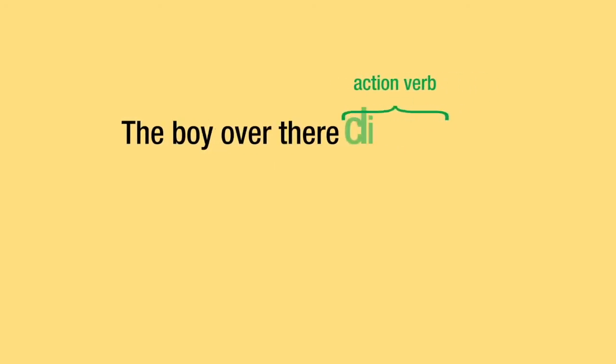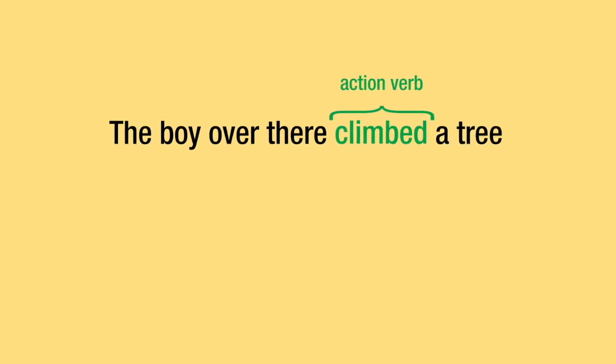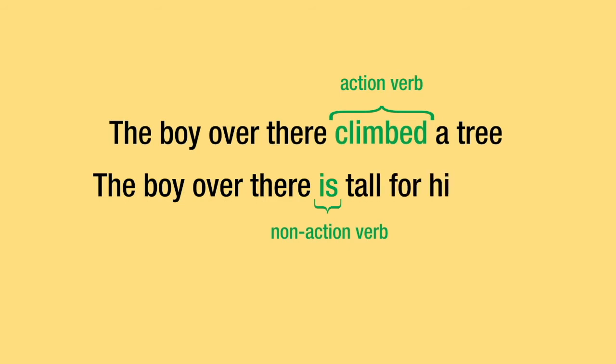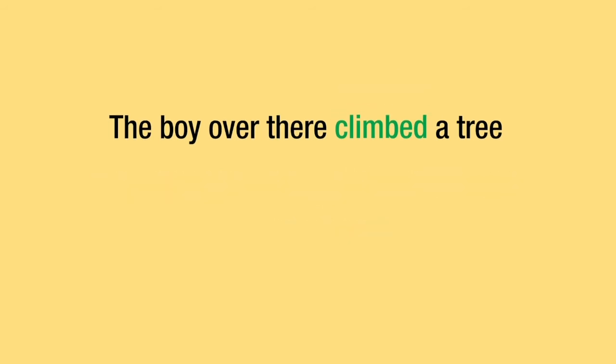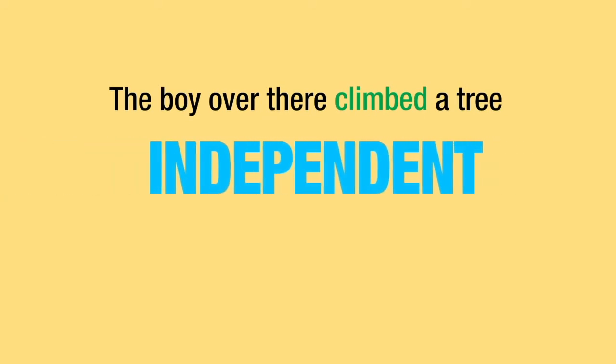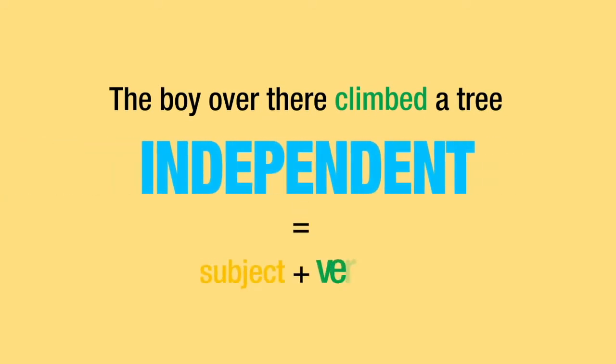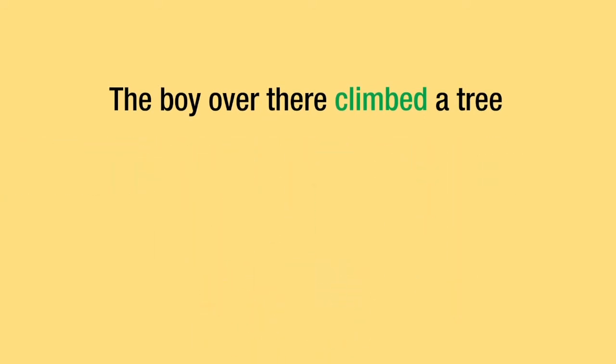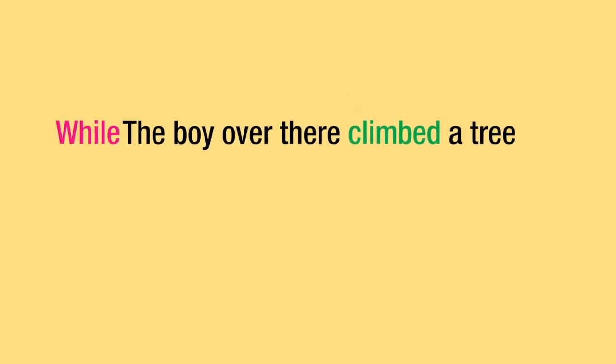The boy over there climbed a tree. Or it could be a non-action verb. The boy over there is tall for his age. Now, a lot of people will say that's all you have to do to decide if it's independent. Is there a subject and a verb? Well, what if I put while in front of that? While the boy over there climbed a tree.